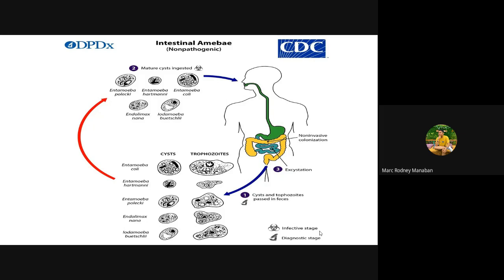Okay, charot. So, that's the general life cycle of your intestinal amoeba. Again, similar with Entamoeba histolytica, the difference is that Entamoeba histolytica, aside from colonizing the intestines, can spread or can invade other organs. Okay, all right. So we'll start first with the first non-pathogenic intestinal amoeba, your Entamoeba coli.